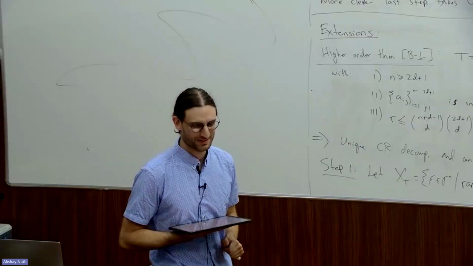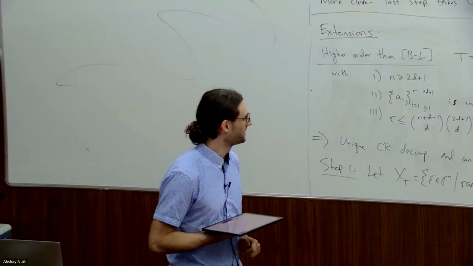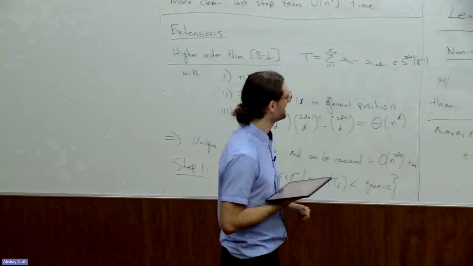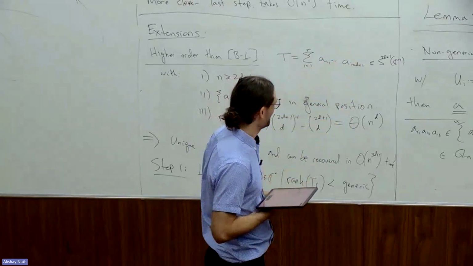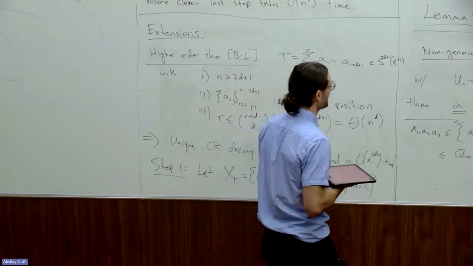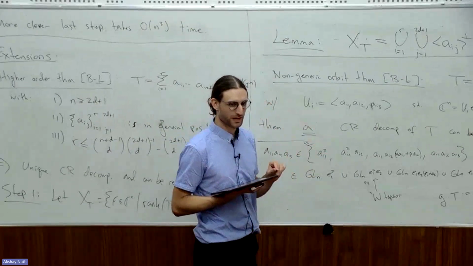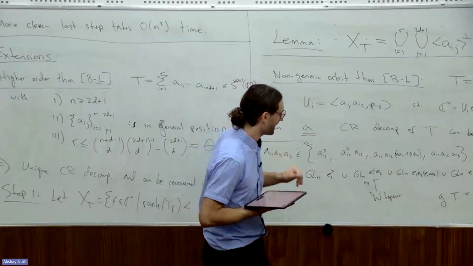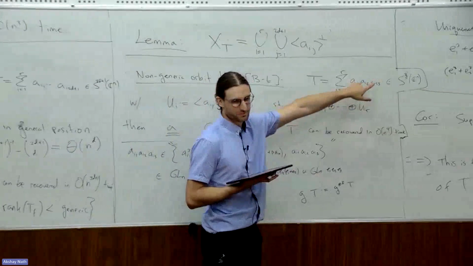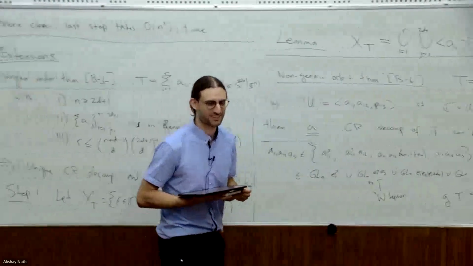I'm just curious, why is it called the generic orbit? Oh, because if you take a generic Chow rank 1 vector, then A_i1, A_i2, and A_i3 will be linearly independent. Oh, okay. And so I'm calling it the generic orbit.